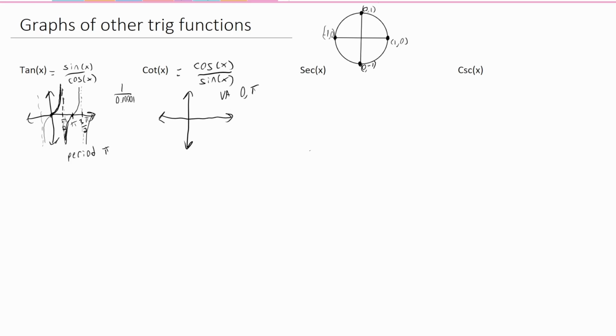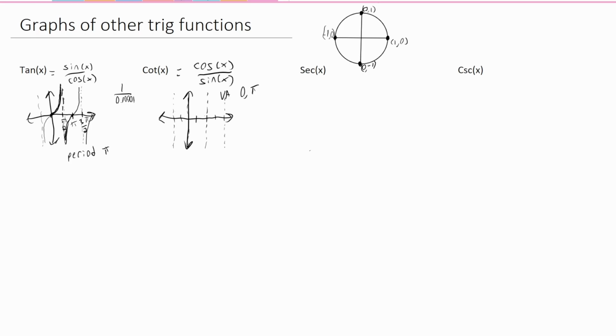So now we're going to have a vertical asymptote on the axis here, and we're going to have another vertical asymptote at pi, and another one at 2 pi, and one at negative pi, so forth and so on, because these are the times when we go around the unit circle that our y value is 0. These are the spots where we are on the x-axis.